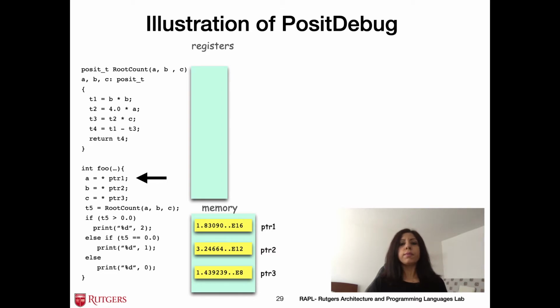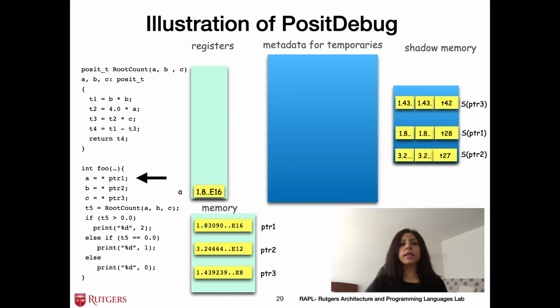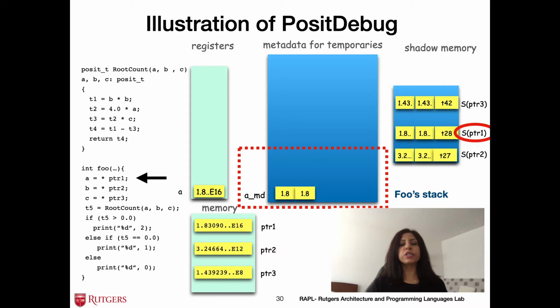For variables in memory, we store metadata in shadow memory. For simplicity, I'm just showing the real value, posit value, and pointer to the temporary. For variables in registers, we store metadata in the program stack. The first thing I'm doing in this program is dereferencing a pointer ptr1. In shadow execution, I'm going to access the shadow memory associated with ptr1 and load the real and posit value in the metadata space in foo's stack frame.